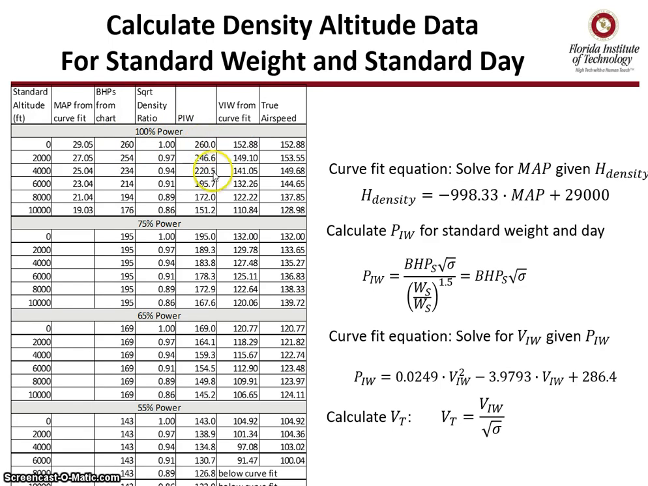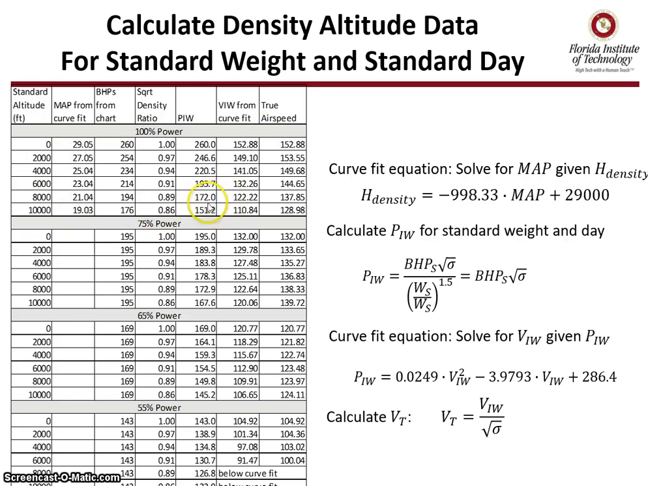Once we have PIW, we're going to use our curve fit from our PIW VIW plot to back out for a given PIW what the associated VIW is. So you'll have to use the quadratic formula to calculate VIW. So that will be this column of data. Once we have VIW, we'll want to convert that to true airspeed by dividing by the square root of the density ratio using this equation. So that's the true airspeed data. So what I've shown you here is all the calculations for 100% power.